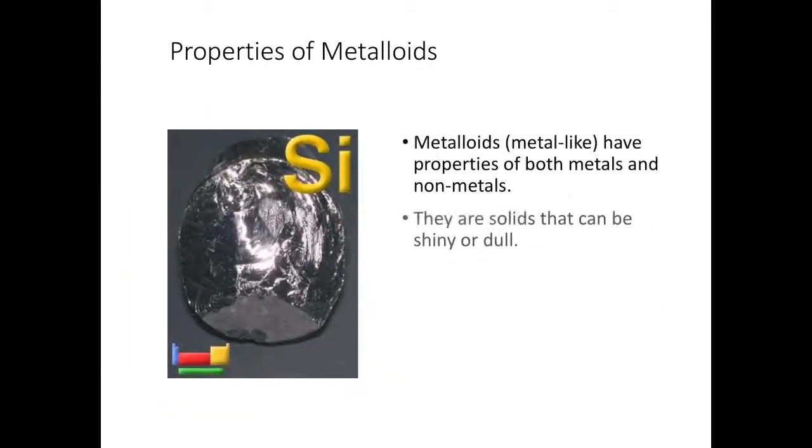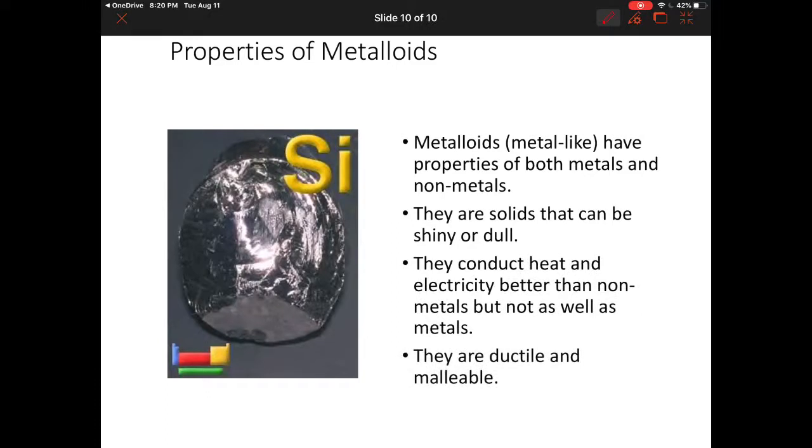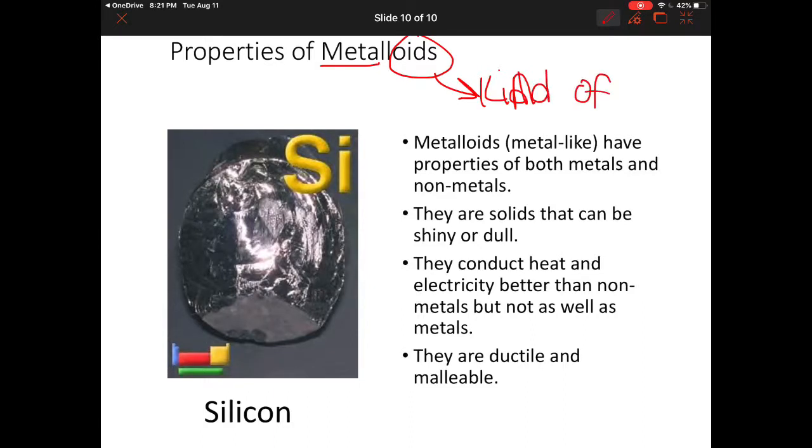Now, properties of metalloids. So if you look at this, in the name it says metal, but then it has this oid at the end, which means it's kind of like that. So it's kind of like a metal. Sorry for that poor handwriting. Alright, so metalloids are metal-like. They have some properties of metals and some of nonmetals.